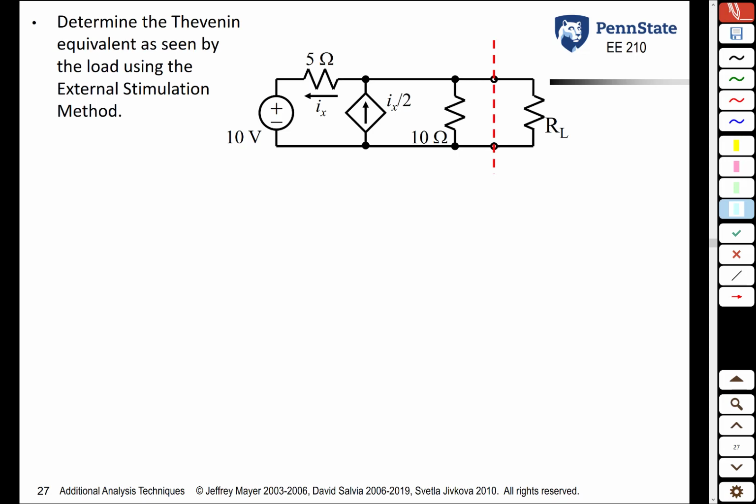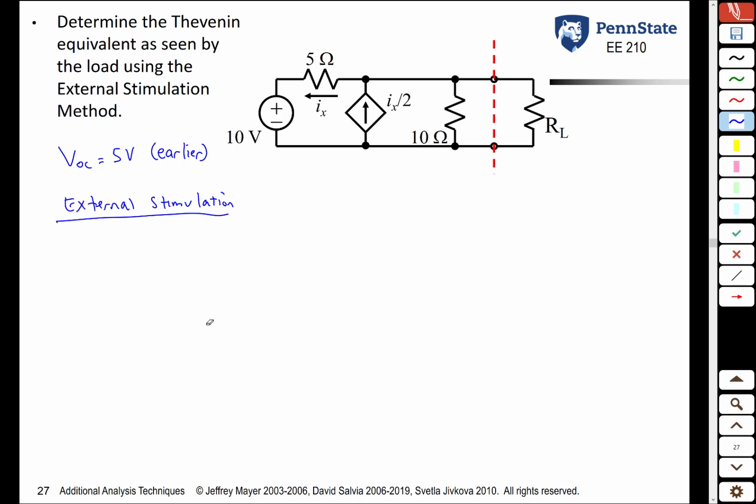This is the same circuit we just looked at before, and we're asked to find the Thevenin equivalent as seen by the load using this external stimulation method. So first off, VOC we don't need to redefine. It's the same thing that it was before, 5 volts. So VOC is 5 volts, which we saw earlier. Now, to find our Thevenin resistance, we do external stimulation.